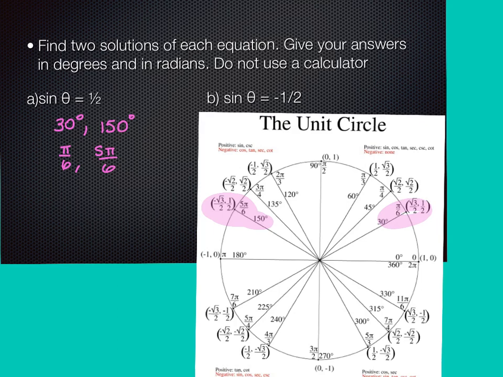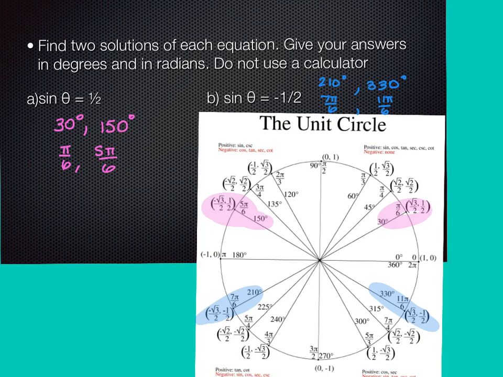So then B says the sine of theta equals negative 1/2. So where on my unit circle is the y negative 1/2? 210 and 7 pi over 6, or 330 and 11 pi over 6. If it had said cosine, I'd be looking for the x value. If it had said tangent, I'd be looking for the tangent value.